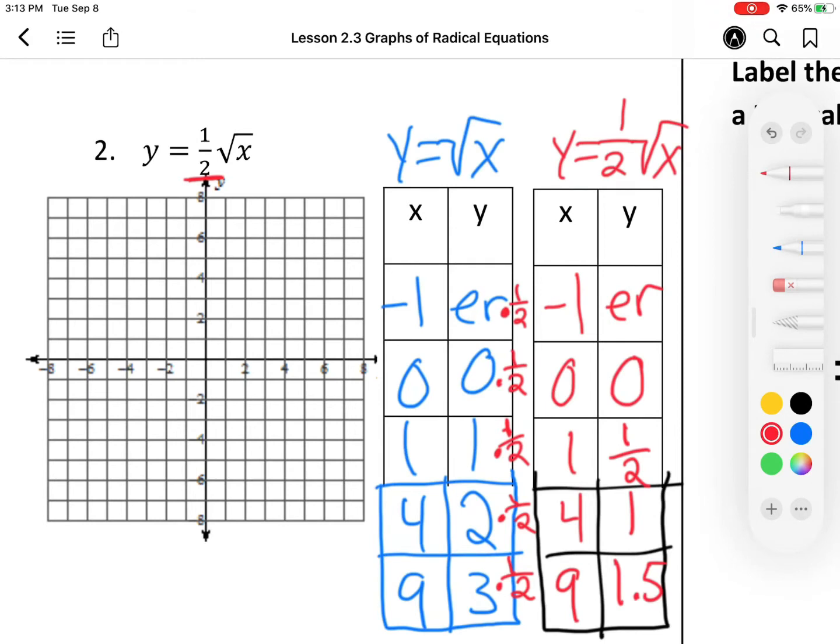So if we look on our graph, we can do our parent function first. So 0, 0, 1, 1, 4, 2, and then 9, 3. About right there is our parent function. And then our new function looks like this. 1.5, 4 and 1, 9 and 1.5, so about right there. So it got skinnier, it got closer to that x-axis.